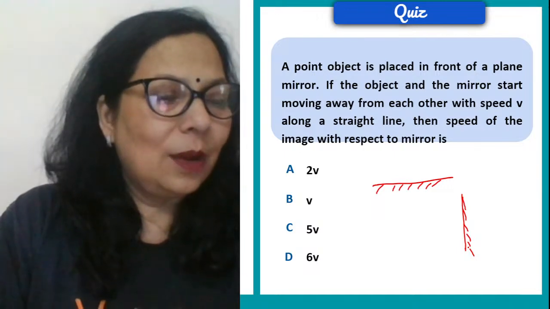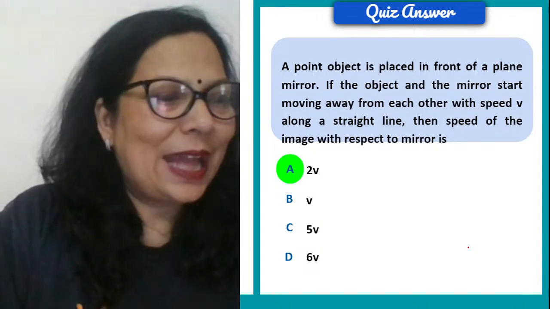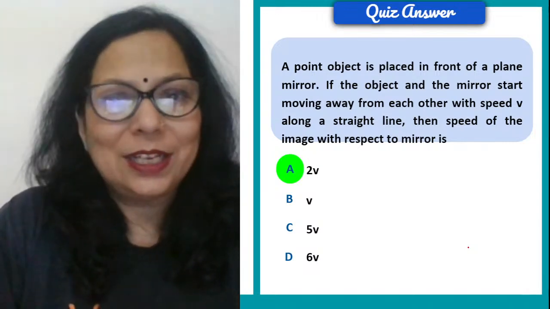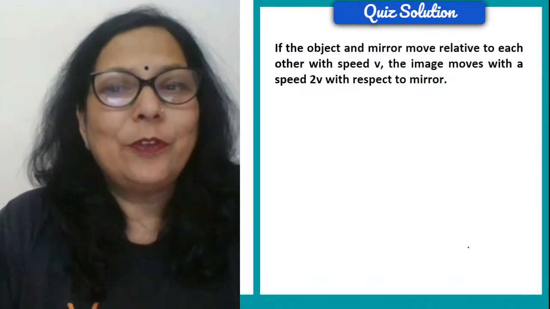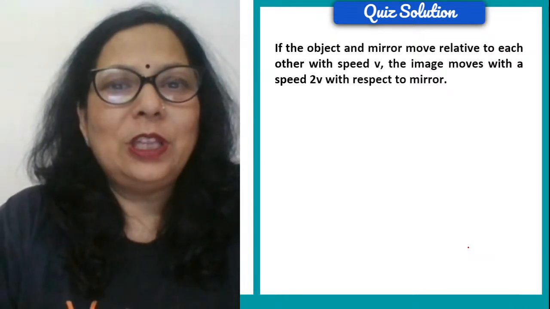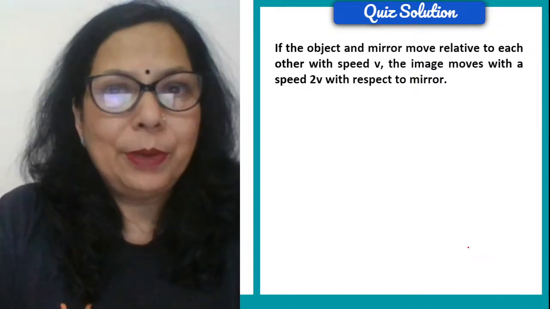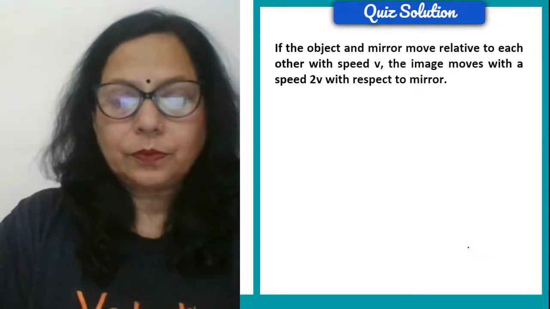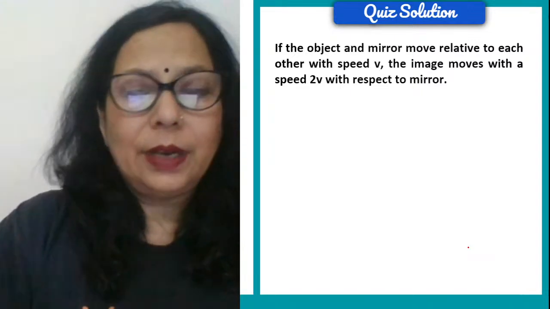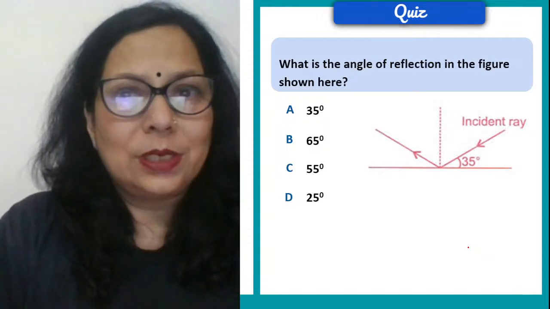Yes, come on. Sharper also says 2V, and yes, you are correct. Your answer is 2V. Very good. If the object and mirror move relative to each other with the speed V, the image moves with speed 2V with respect to the mirror. Because it's relative, both are moving, so it becomes twice the velocity.